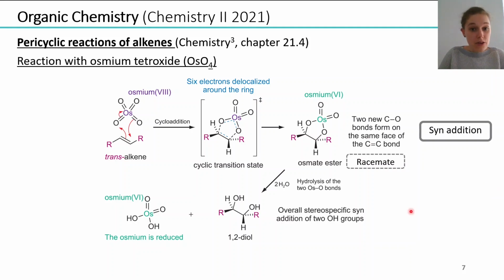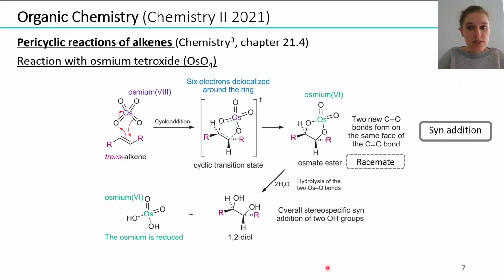Usually this reaction is carried out in water. Hence, our osmate ester will directly react in a hydrolysis where the 2 osmium-oxygen bonds here will be broken, and we form this 1,2-diol, which is our desired reaction product. And then, besides this 1,2-diol, we will also form another osmium product where the osmium is still reduced in oxidation state 6. And if you have a closer look at our product, you can see that both hydroxide groups are now on the same side. That means we have our desired syn addition.